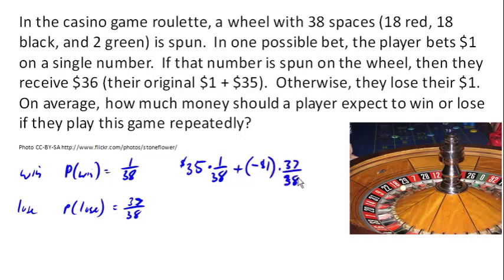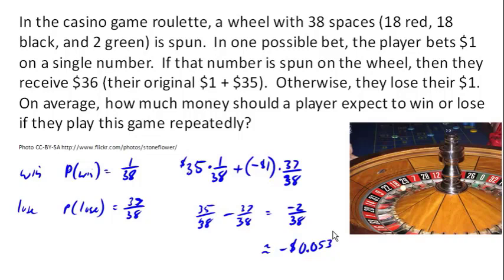If we add those together, we end up with 35 over 38 minus 37 over 38 is negative 2 over 38, or in other words, about negative 0.053. So in other words, if you were to play this game, you should expect, on average, to lose about 5 cents per spin. So if you played for hours and played for thousands of spins, on average, you should expect to lose about 5 cents per spin. Sometimes you'll win, sometimes you'll lose, but on average, you'll lose about 5 cents per spin.